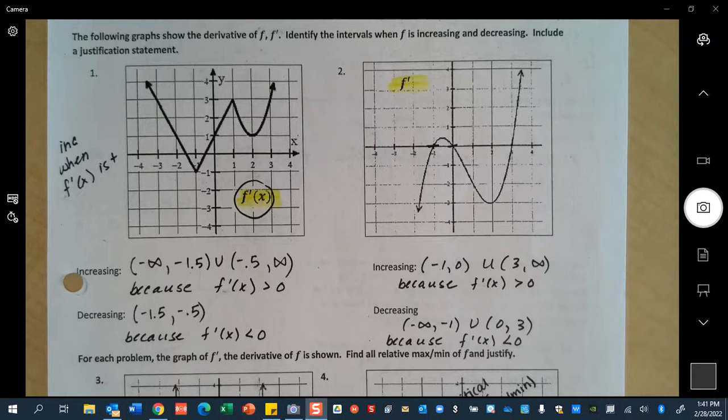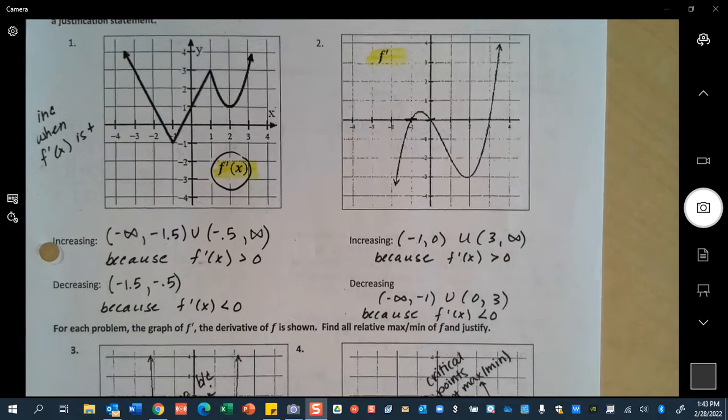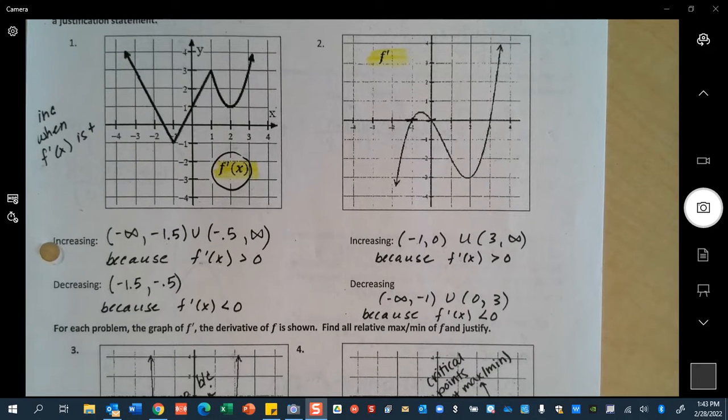Would you please, with your group, have a conversation about graph 2 and 3 and 4. Go. All right, come back. So when I look at question 2, my graph is increasing where the derivative is positive. My graph is decreasing where the derivative is negative. Make sure that when you're using interval notation, it's a conversation about x's.